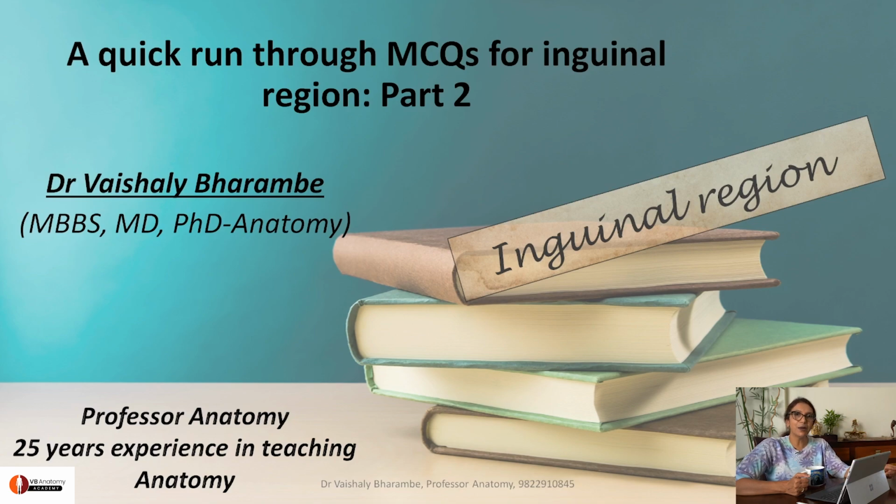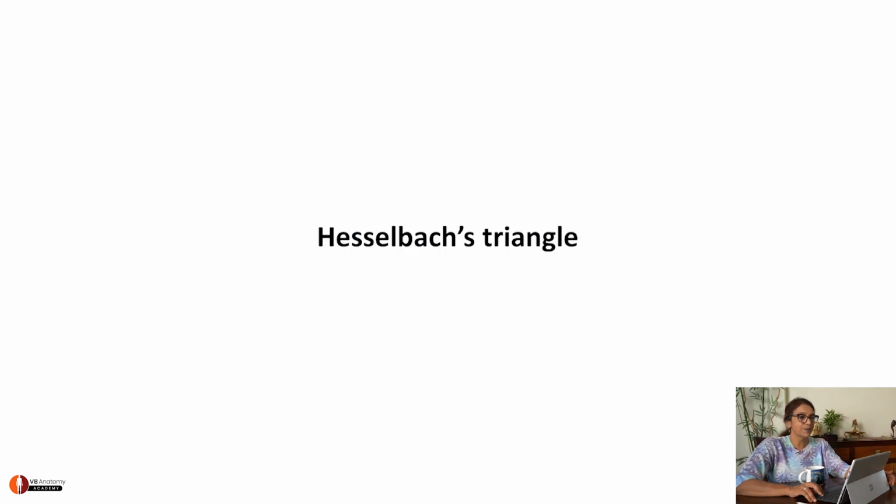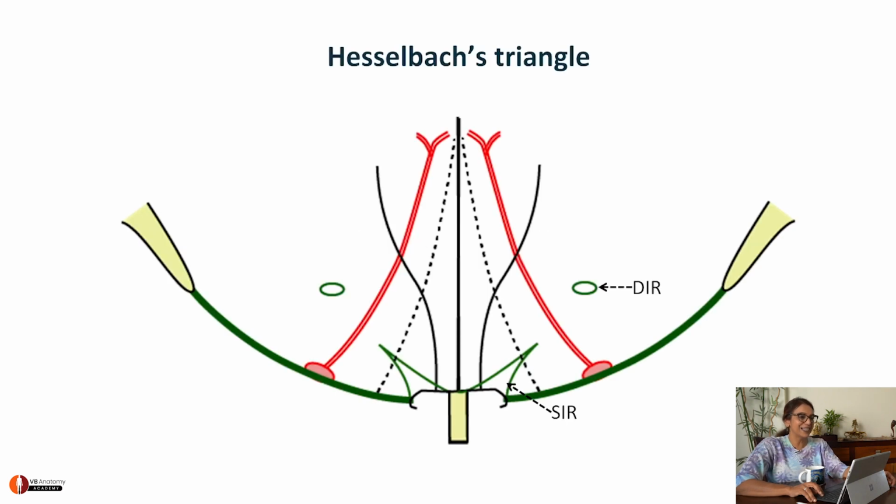Please take a look at part 1 and part 3 to completely understand how to solve MCQs of the inguinal region. Let's begin. I'll quickly brush up the anatomy for you, so that it helps you to solve MCQs easily. It's the best way of solving MCQs. So let's talk about something called Hesselbach's triangle. Most of you never really understand it. It's very easy actually. Let's take a look.